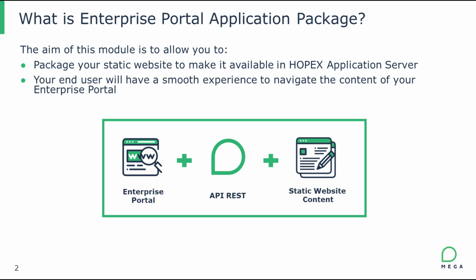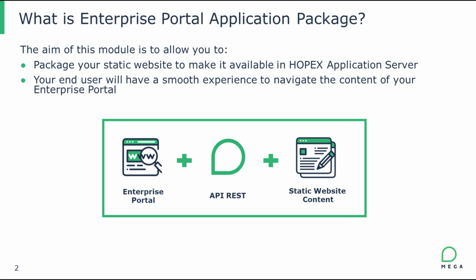This package is composed of three parts: the Enterprise Portal, the static website API REST, and the static website content. The first one allows you to make your static website available as a tile in the HIS portal and ensure the access to the static website is done through a proper authentication process, login, password, or for example SSO.